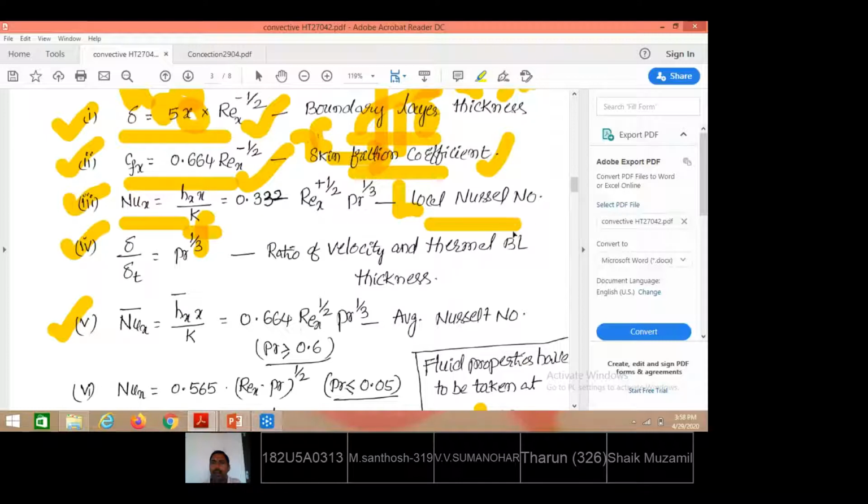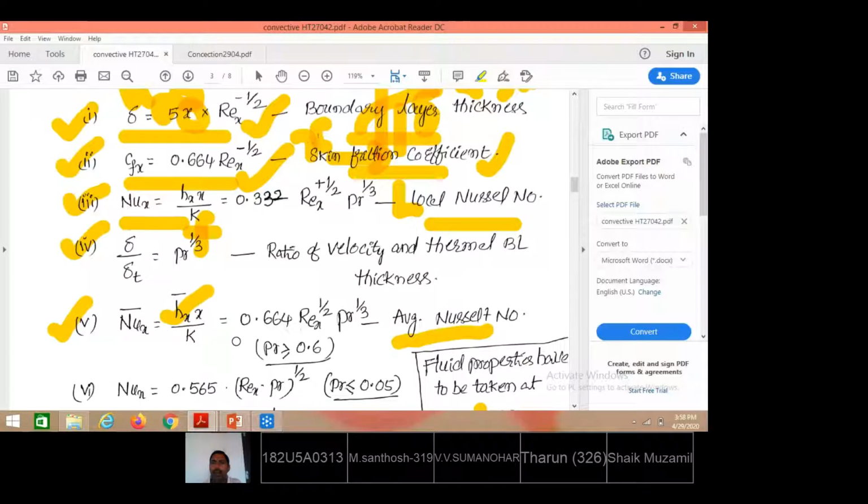The local Nusselt number, but we don't require the local Nusselt number. Always we require the average Nusselt number. The average Nusselt number is equated to the average heat transfer coefficient. You see the difference between this and this: there is a horizontal crossbar. The horizontal crossbar means that it represents the average value of the heat transfer coefficient. This is the required value of h bar.